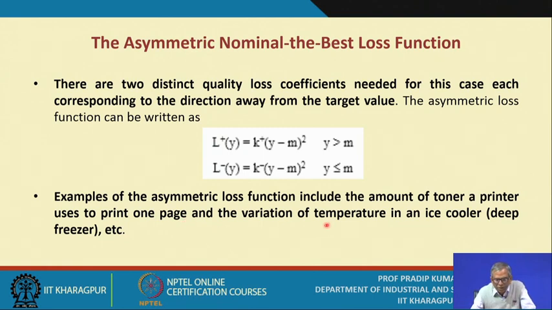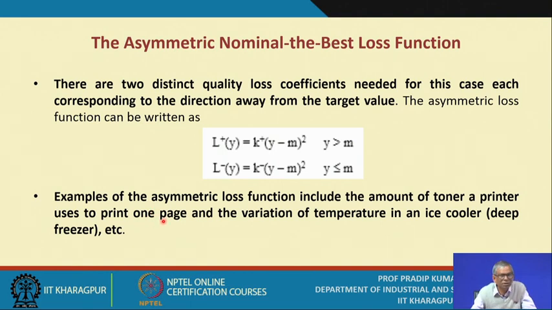So the variation of temperature in an ice cooler, deep freezer, etc. So my suggestion is that from the manufacturing systems, from say other service systems, can you just identify 5 to 10 such quality characteristics?